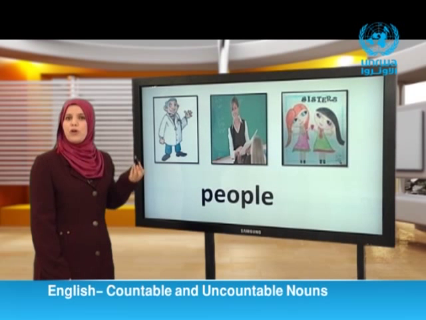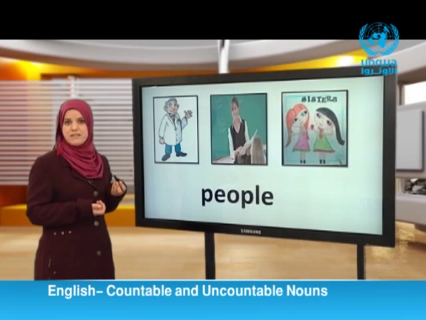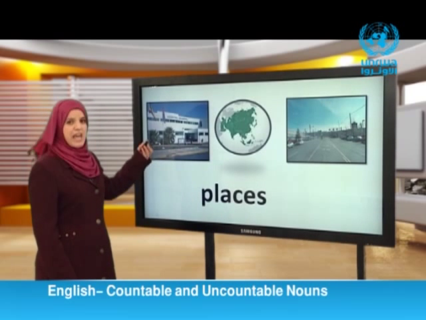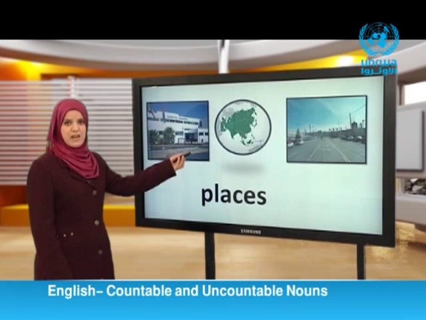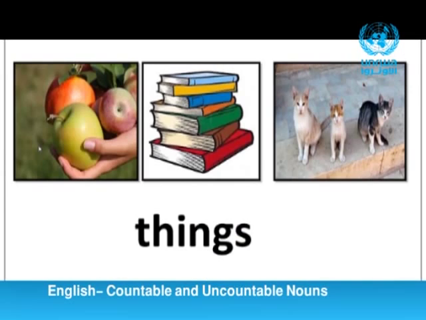Can you think of more nouns for people? Scientist, electrician, brother, names like Mary or Ahmed. Hospital, Asia, street are all nouns for places. Apples, books, and cats are all nouns for things.